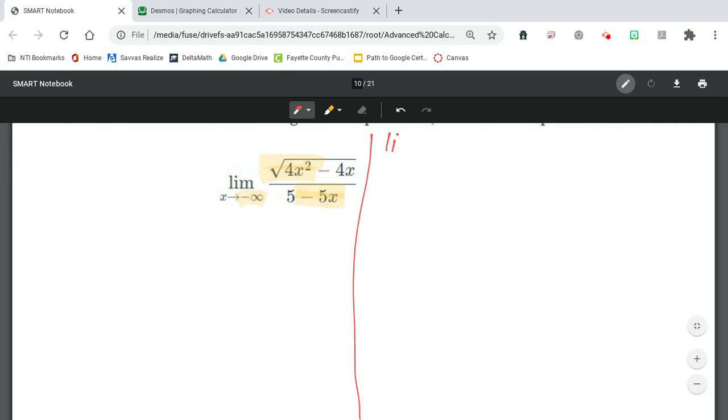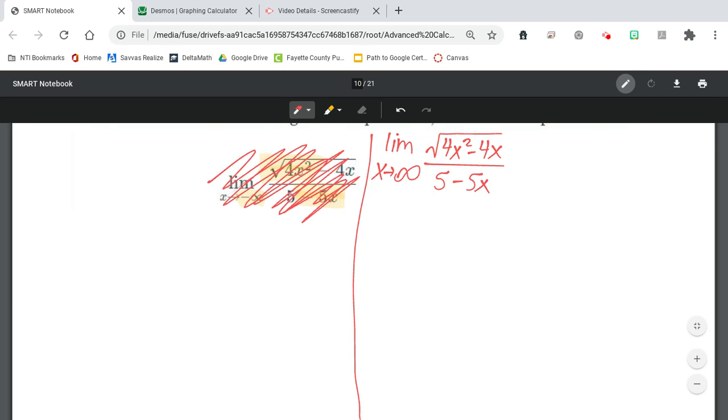So first, I'm going to do the limit as x approaches positive infinity of the square root of 4x squared minus 4x over 5 minus 5x. Now, keep in mind, I'm making up this problem. So this is like I'm adding an extra example. So ignore this one for a minute. Let's work on this problem, and then we'll try to approach negative infinity on the other side.